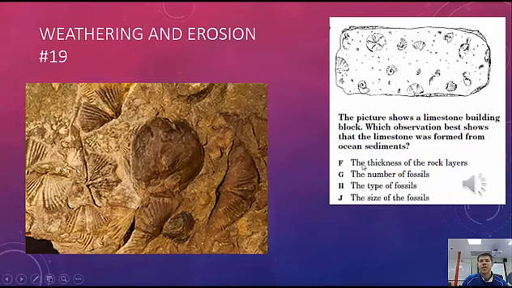Right? So the best way that we can tell is not the thickness of the rock layer, and also be careful of this one. This is the tricky one that people pick. It's not the number of fossils, it's the type of the fossils. So if you see ocean animals in your rock, that means this rock was probably formed from ocean sediments. So the answer here is H, the type of fossils.